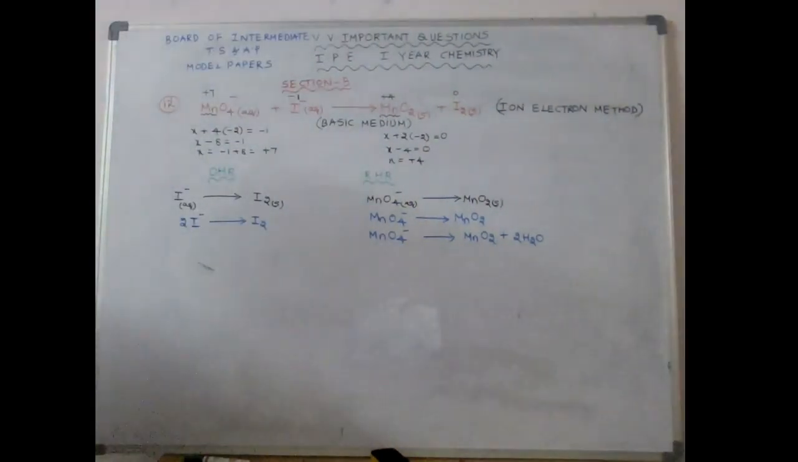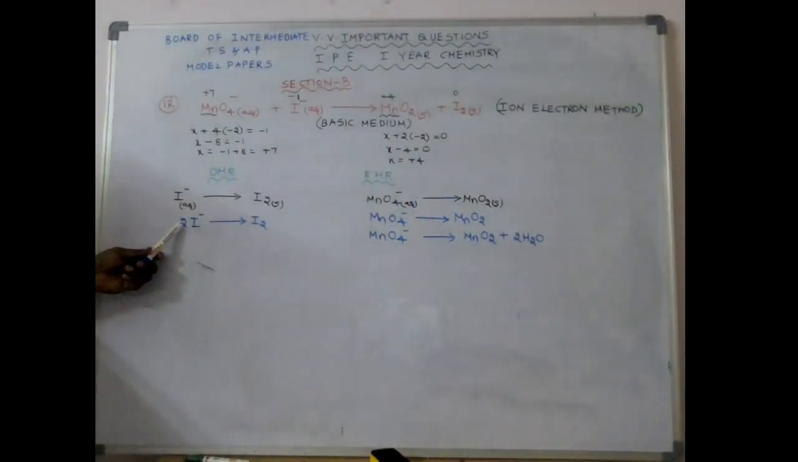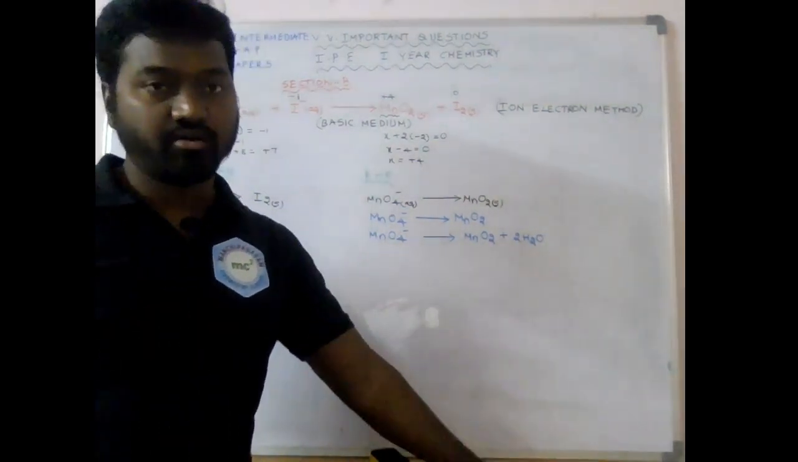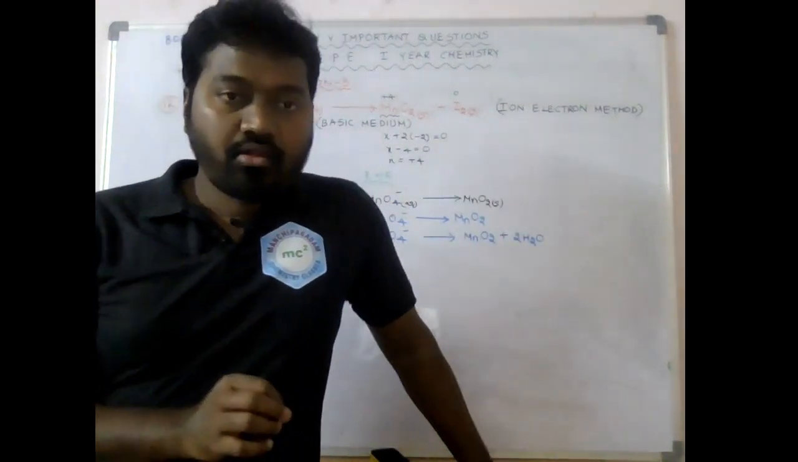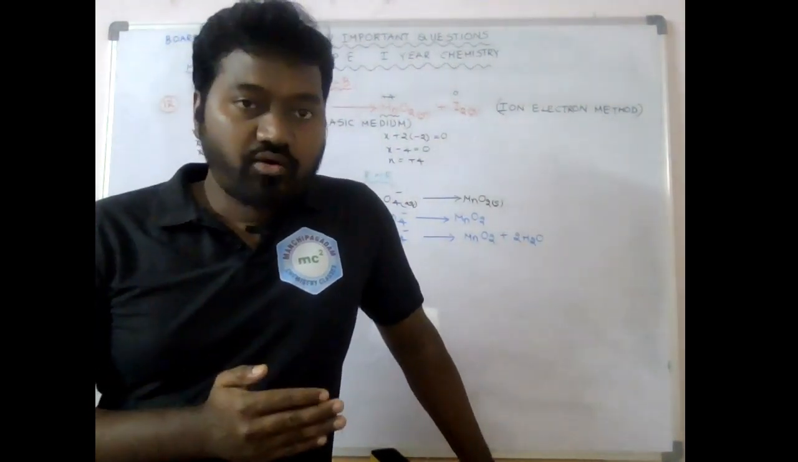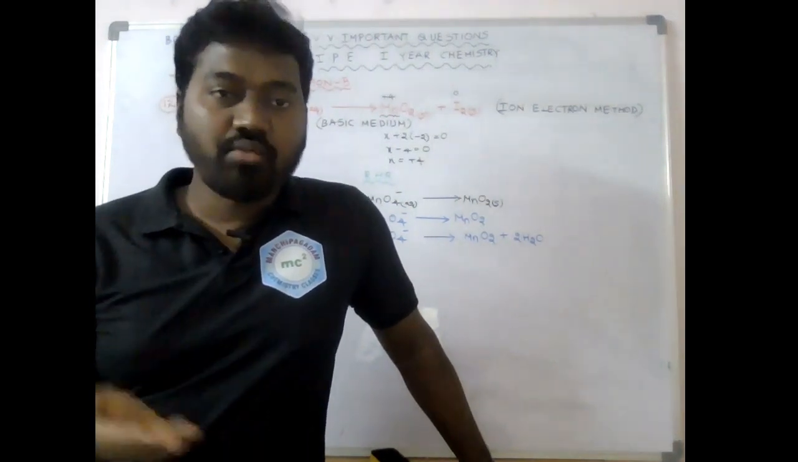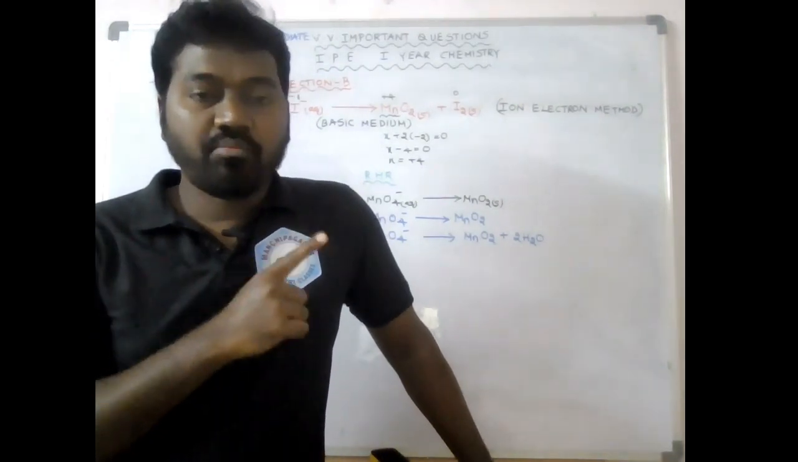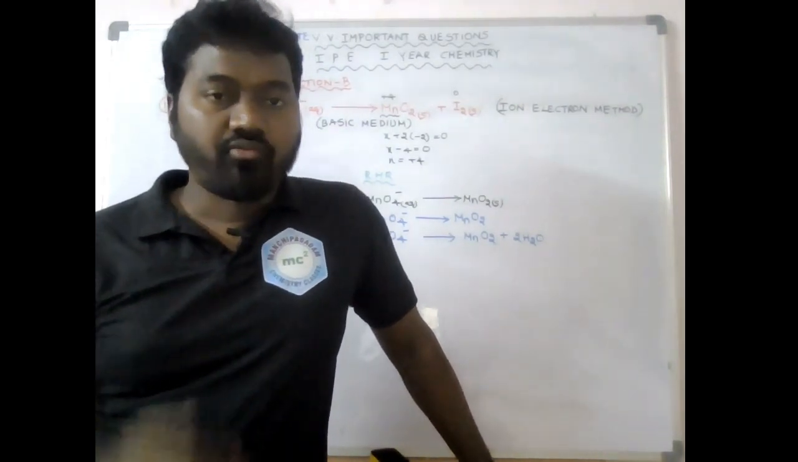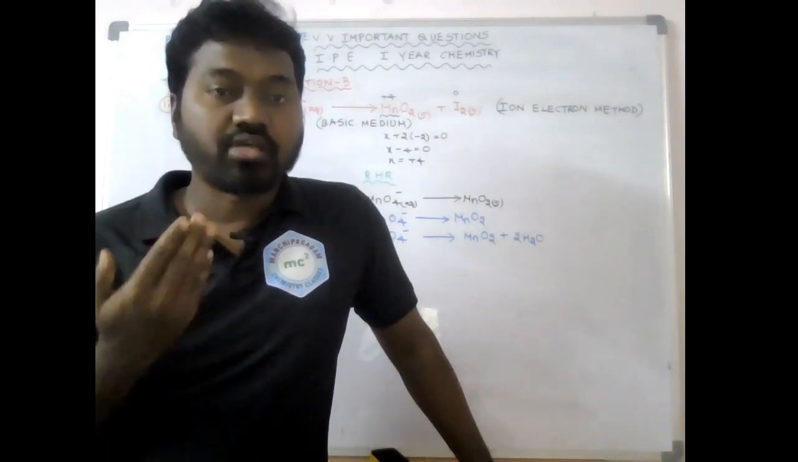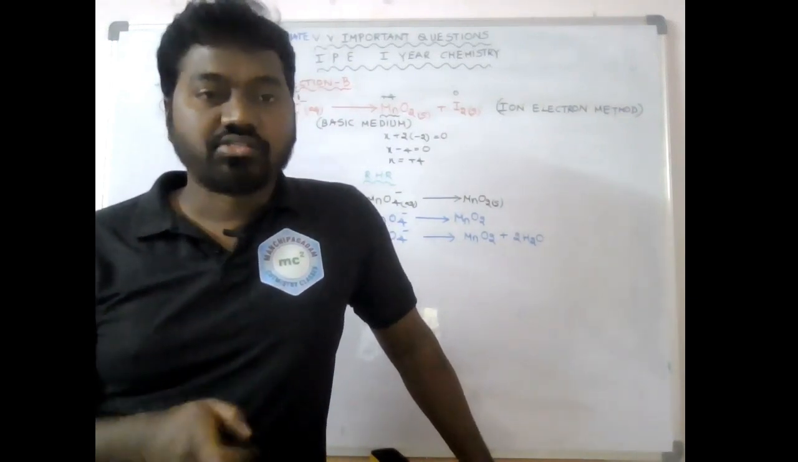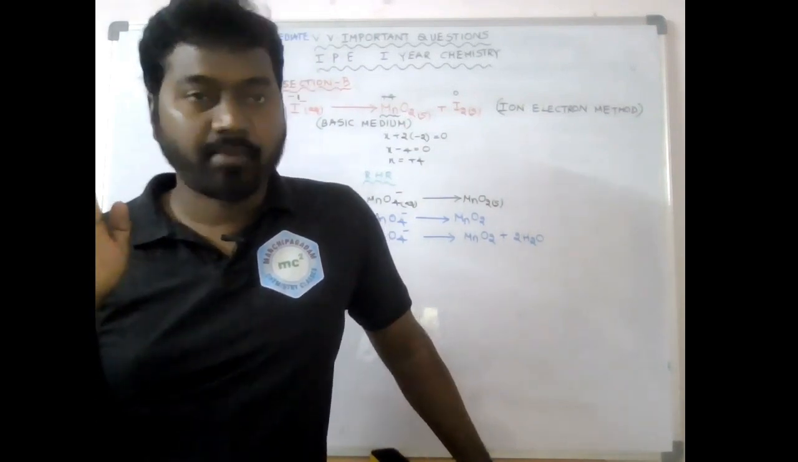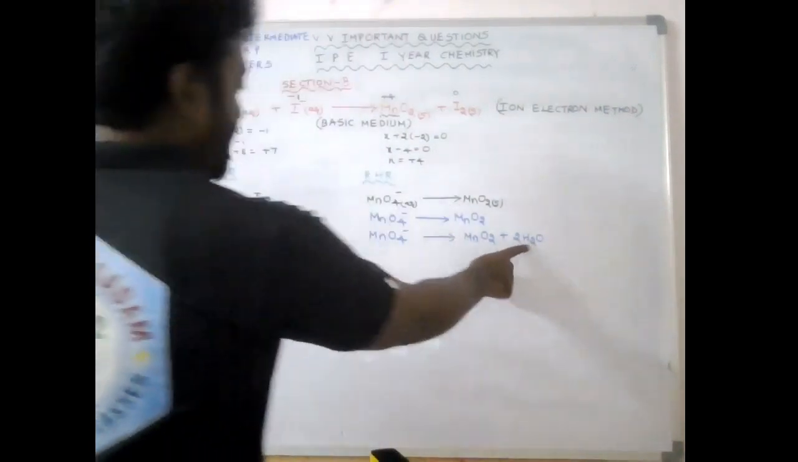Then balance the hydrogen atoms. Here no hydrogen atoms, no need to balance. Here how many hydrogen atoms are there? 4 are there, right? Where the deficiency of hydrogens is there, we have to add the same number of H plus ions. This is the difference between acidic and basic medium, very important. Whenever we add H plus ions, the same number of OH minus ions also will be added to both sides. So here we have to add 4.